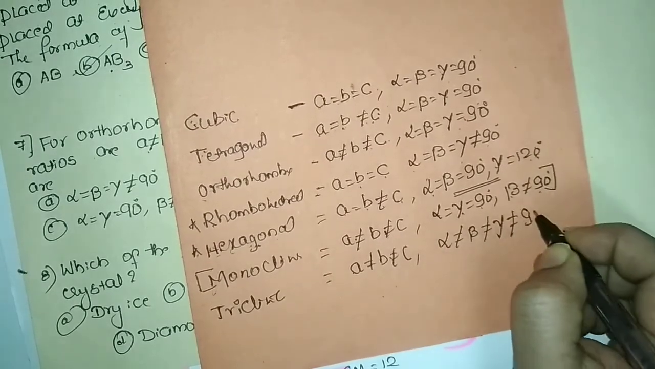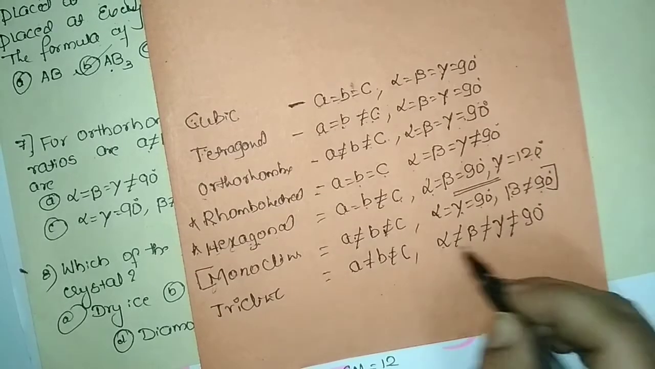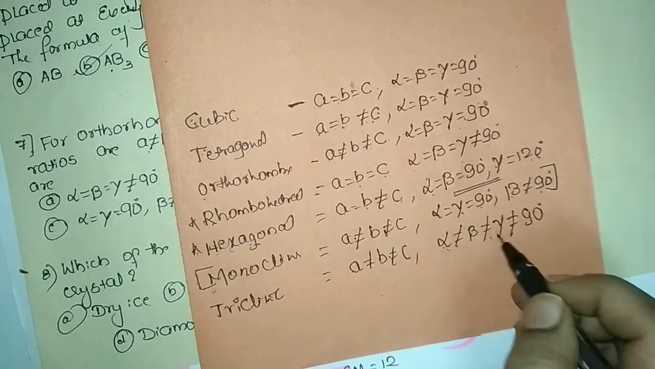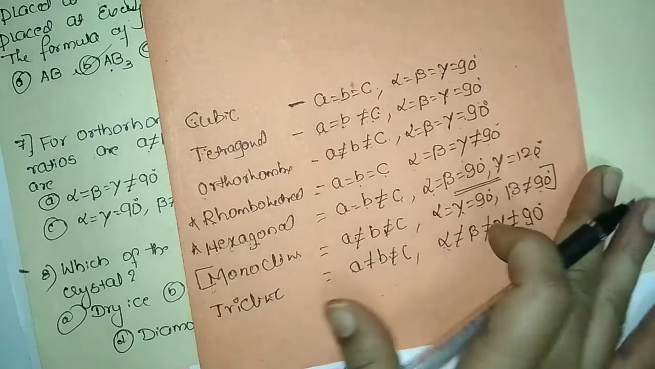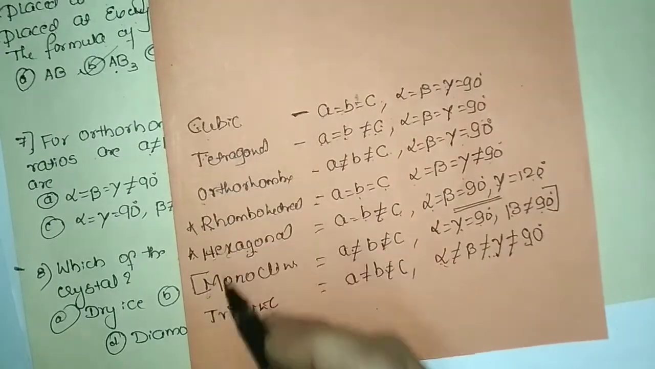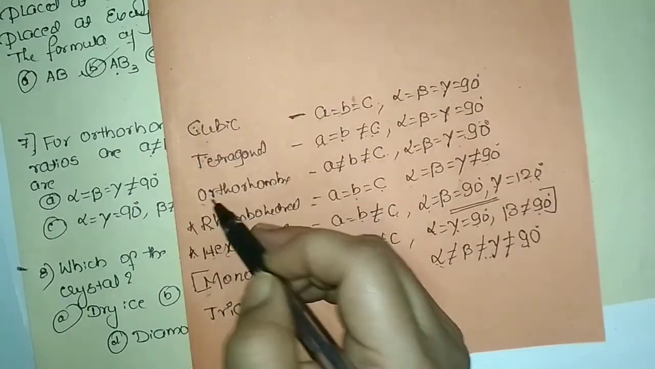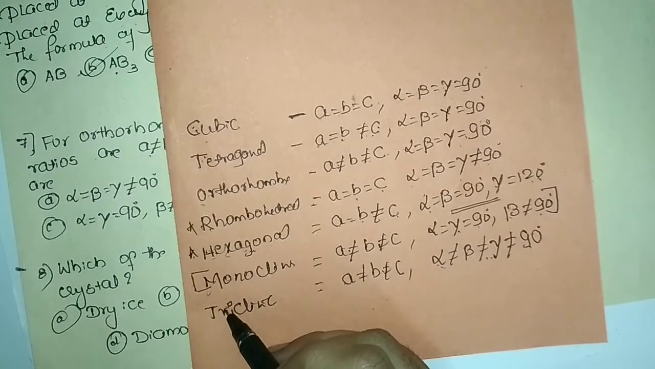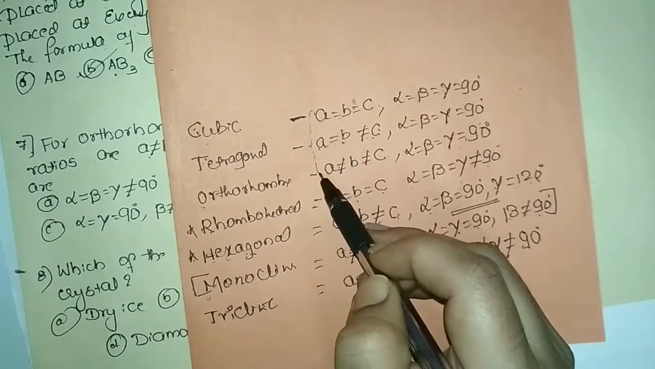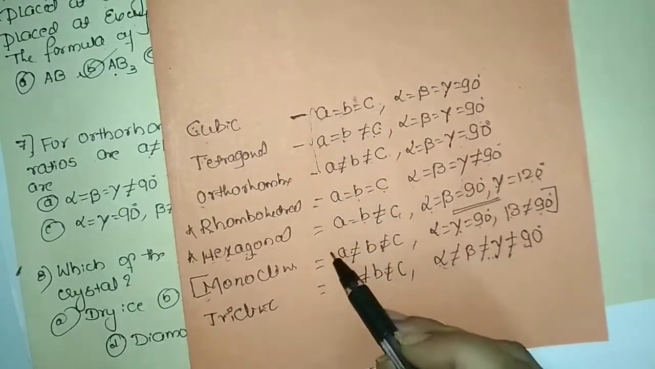Neither are they equal to 90 degrees. They are not equal to each other, and at the same time, they are not equal to 90 degrees. Okay, so this is how you have to remember: CT or HM tri, or CT or HM tri. So these three, and repeat the same thing three times.